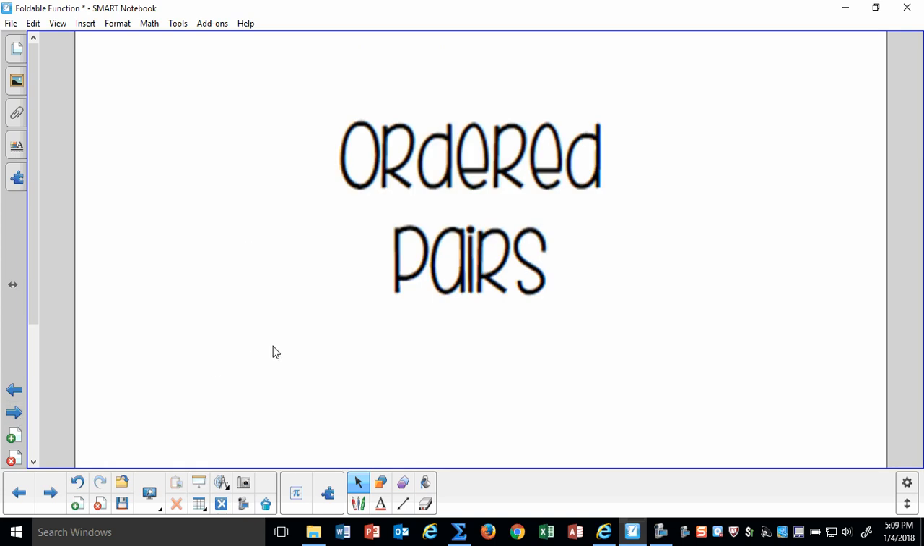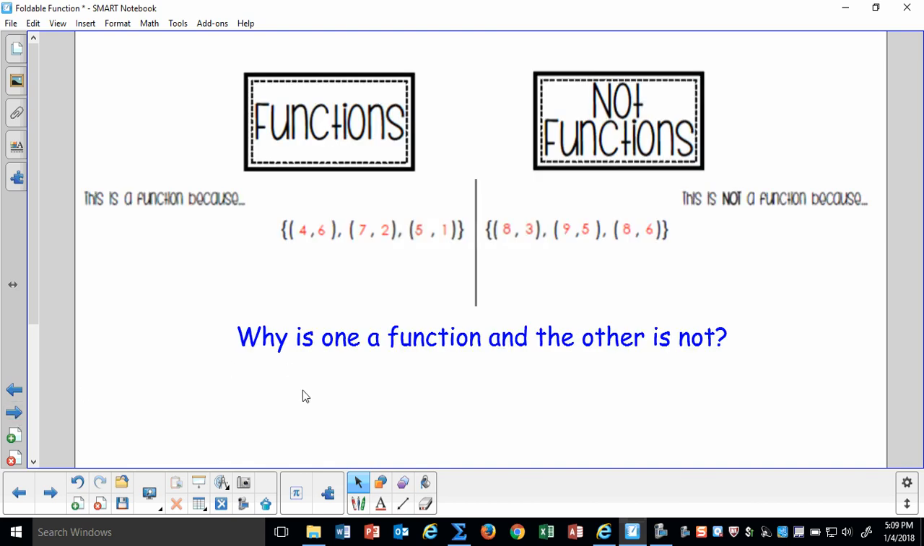So let's determine whether a set of ordered pairs is a function or not. All right, the set of ordered pairs on the left side is a function. The set of ordered pairs on the right side is not a function. So take a look at those two sets of ordered pairs and think to yourself, why is one a function and the other is not?